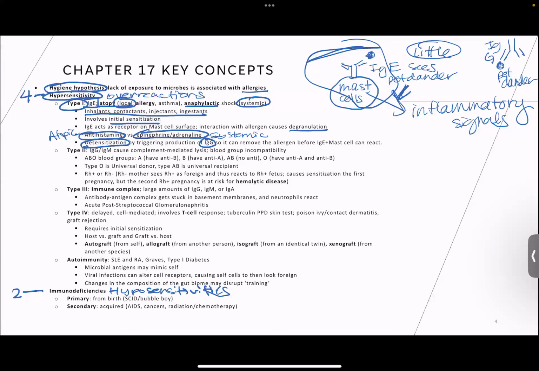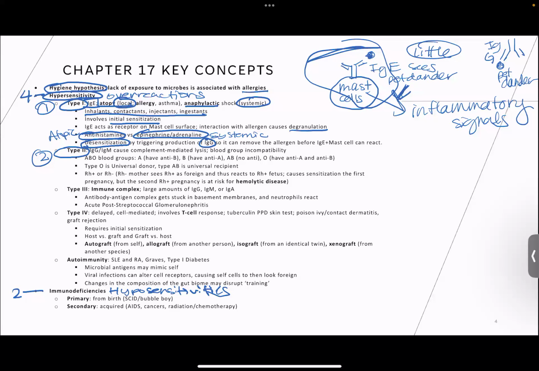All right, moving on to type 2. So this was number 1, type 1. Type 2, these are all mediated by IgG or IgM. And this is essentially IgG or IgM binding to a different blood type, one that your body sees as foreign. If I have type A blood, my body sees type B as foreign. And so I have IgM or IgG against type B blood, and my antibody will bind to type B blood cells and cause complement to lyse it.